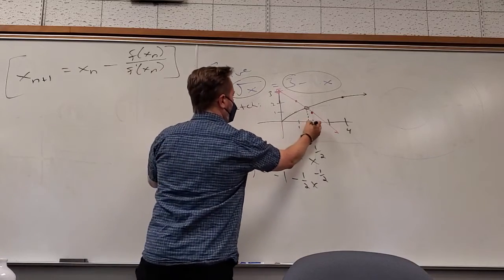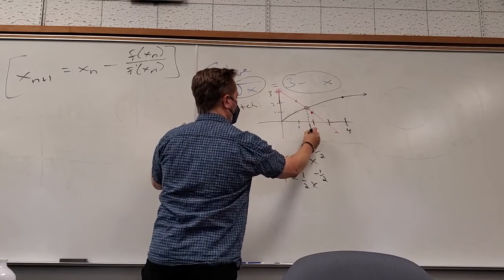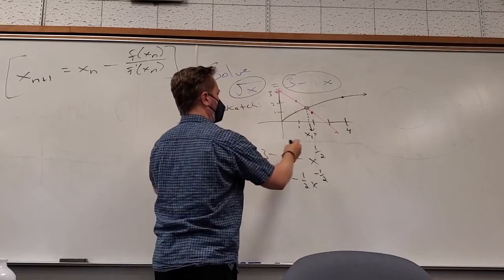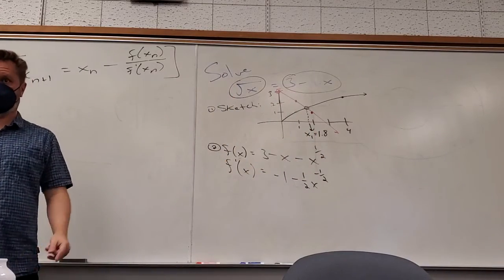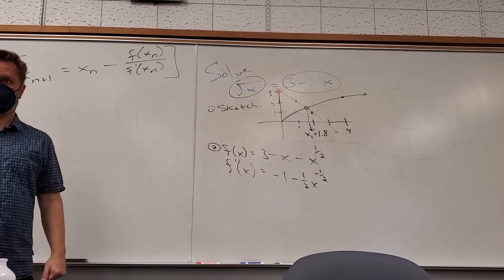So I don't know. Somebody give me their x1. 1.8. You could say 1.7, you could say 1.9, whatever, yes? Wait, I'm still confused. Like, how do you find that?